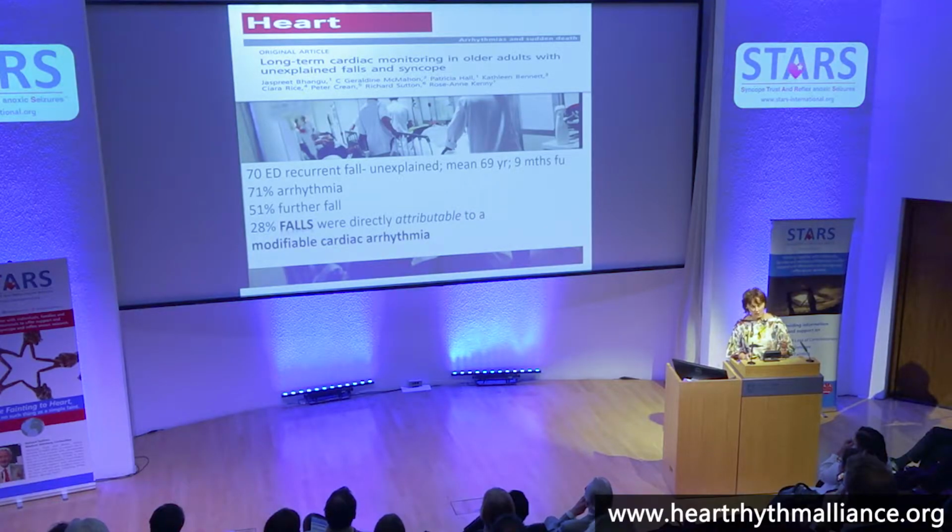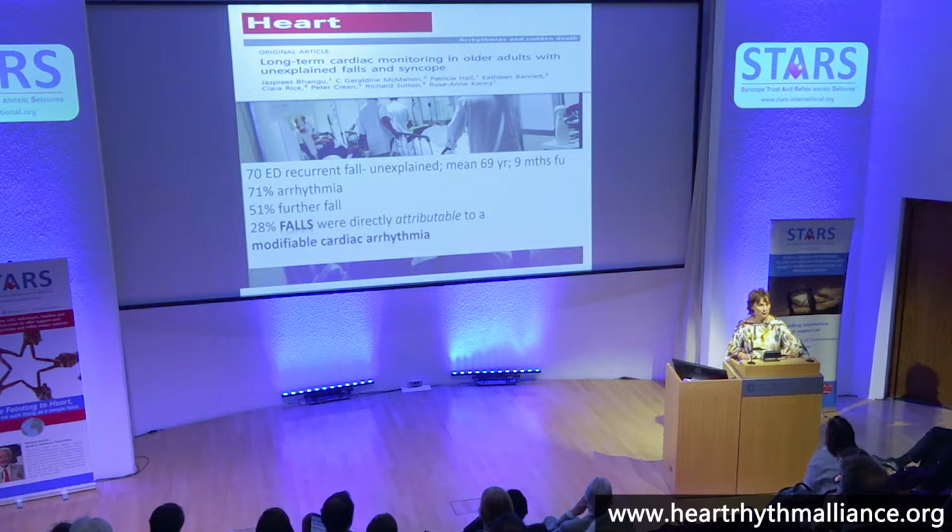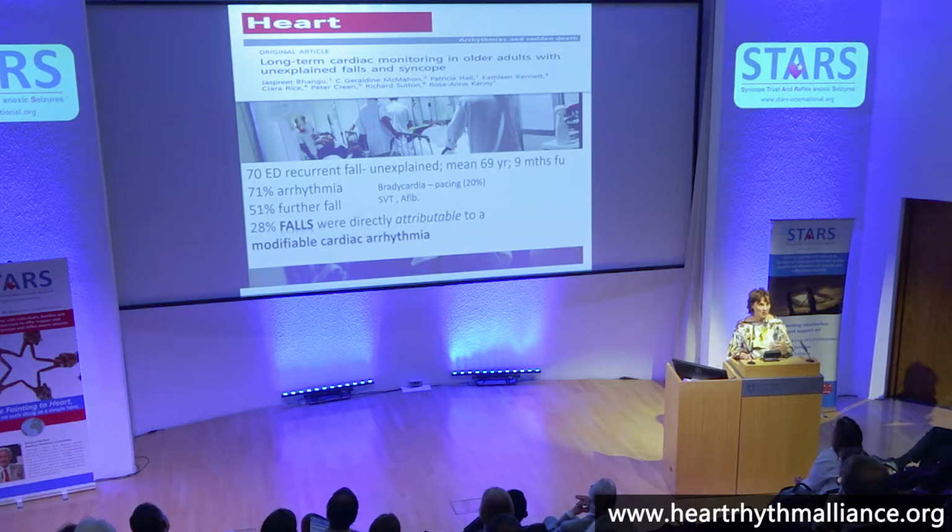And of the 70 who had come, mean age 69, 9 months follow-up, 71% had an arrhythmia detected during the 9-month follow-up period, which hadn't been apparent previously. Half of the cohort had a further fall event, and 28% of the cohort had a fall and arrhythmia at the same time. So that's a third, suggesting a causal association between the arrhythmia and the fall. And the majority of arrhythmias were either a bradycardia or asystole, or supraventricular tachycardia and atrial fibrillation. And some of the patients were on beta blockers, and so in some cases medications were modified, and in other cases patients had a cardiac pacemaker.